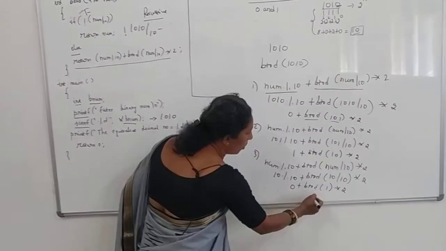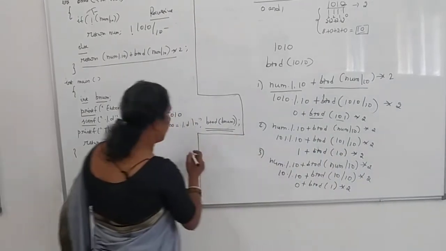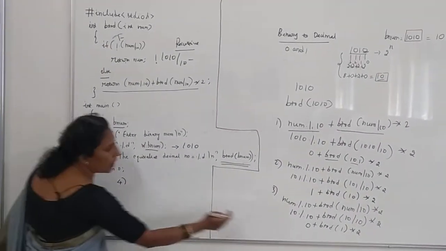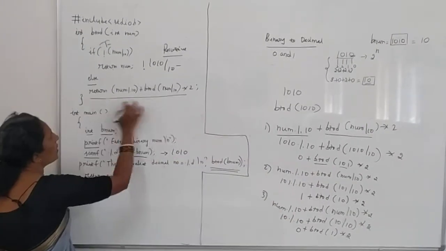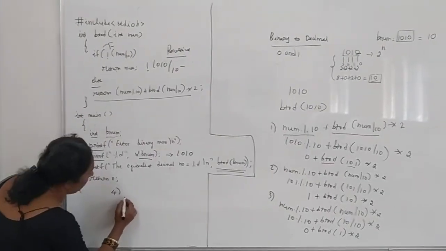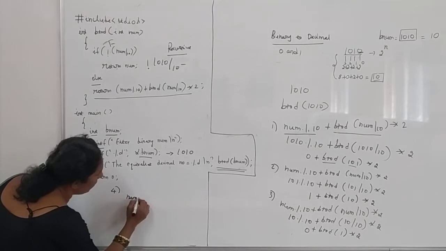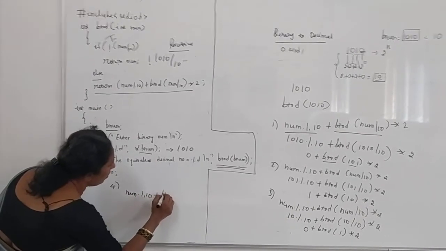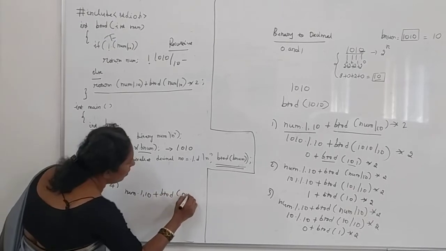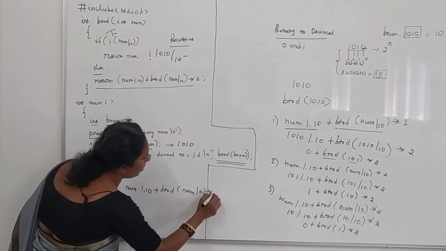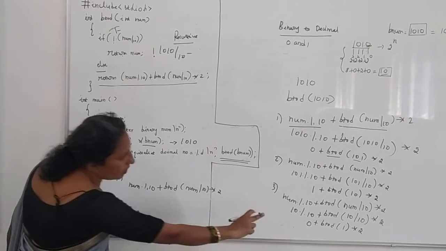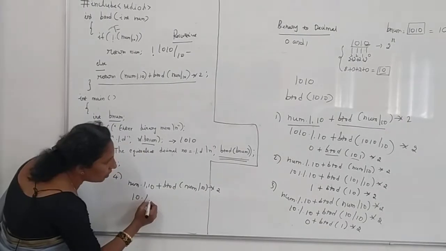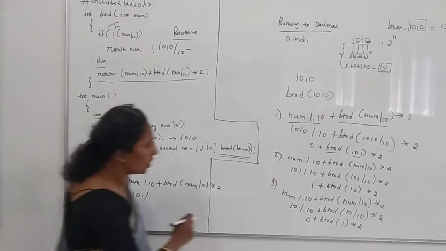Again this will be invoked. So here I will write: again binary to decimal is equivalent. Again this function, num modulus of 10 plus binary to decimal num divided by 10 multiplied by 2. But here num is nothing but the 10. Number is 10. Modulus of number is equal to what?